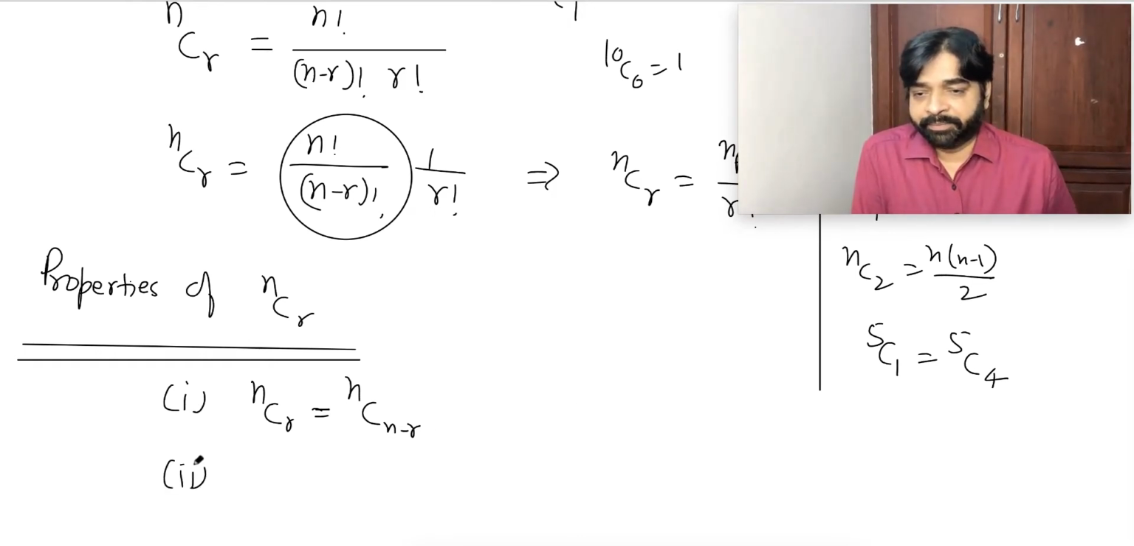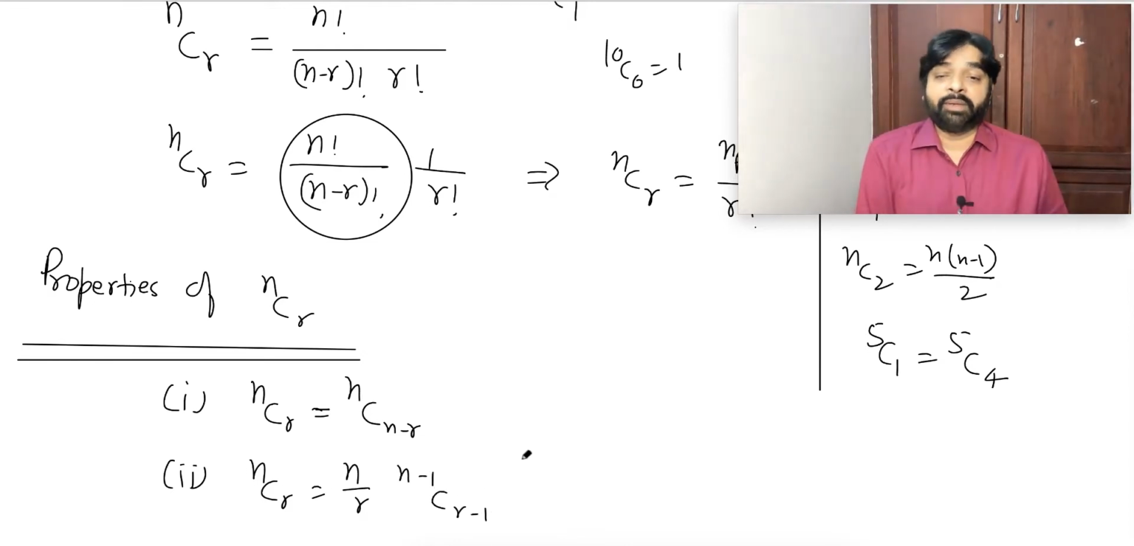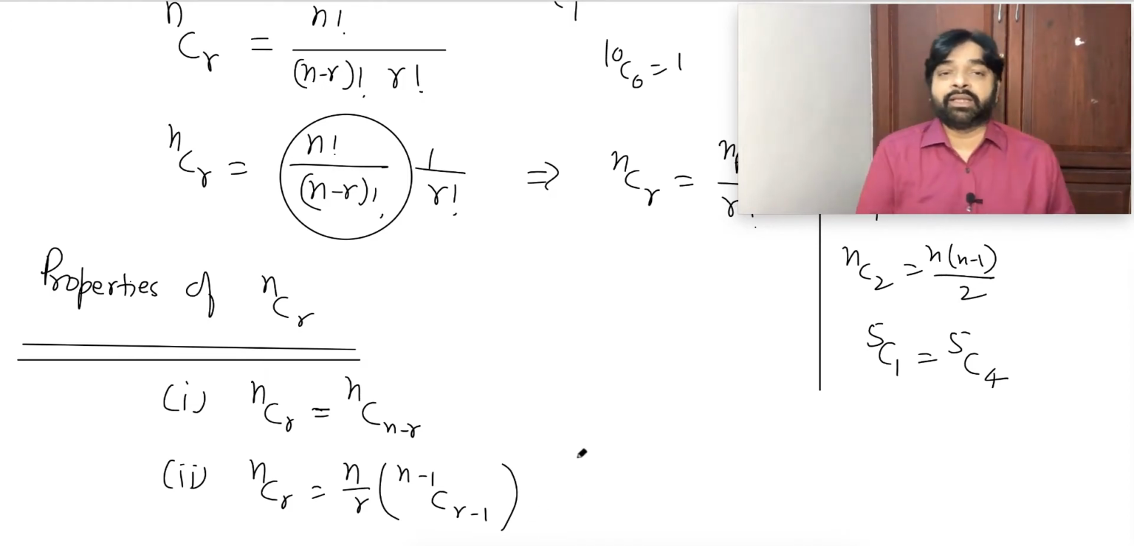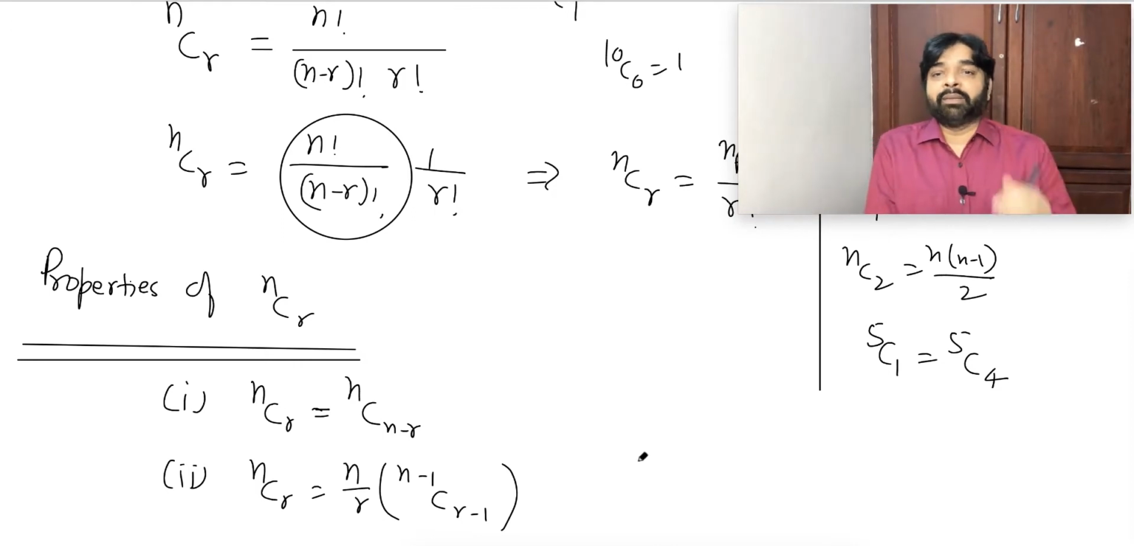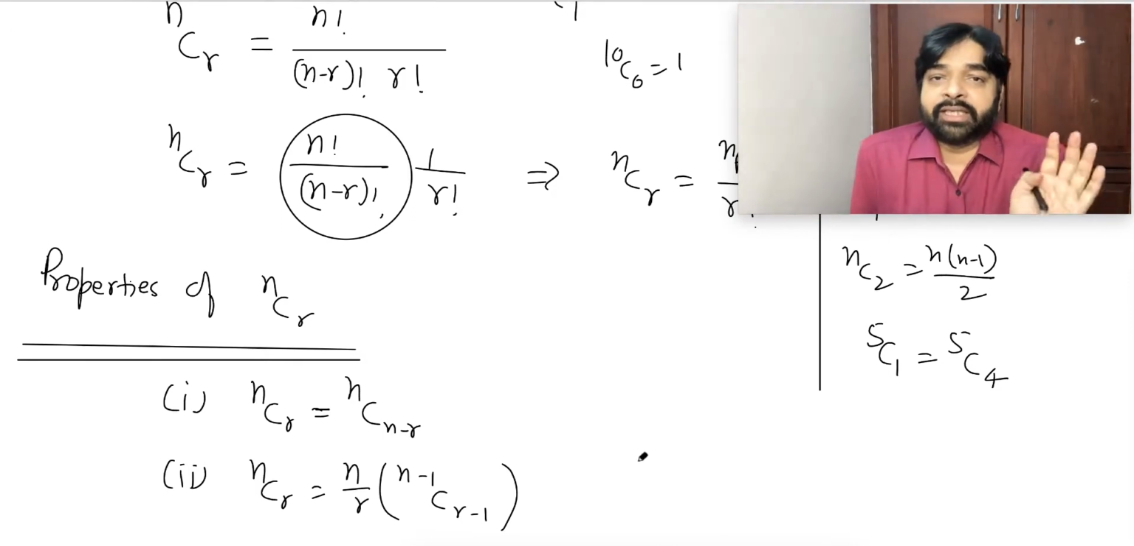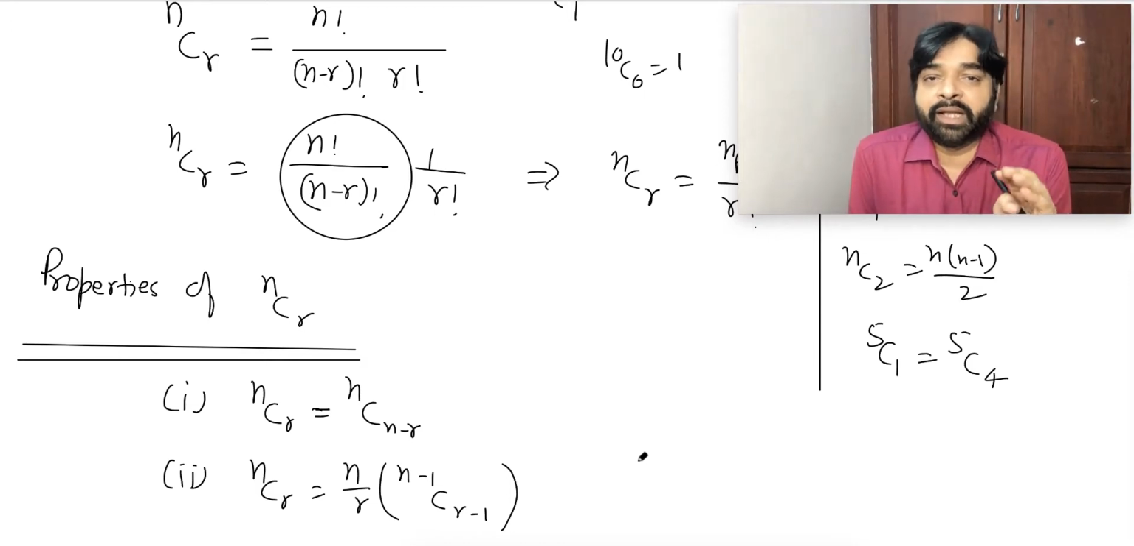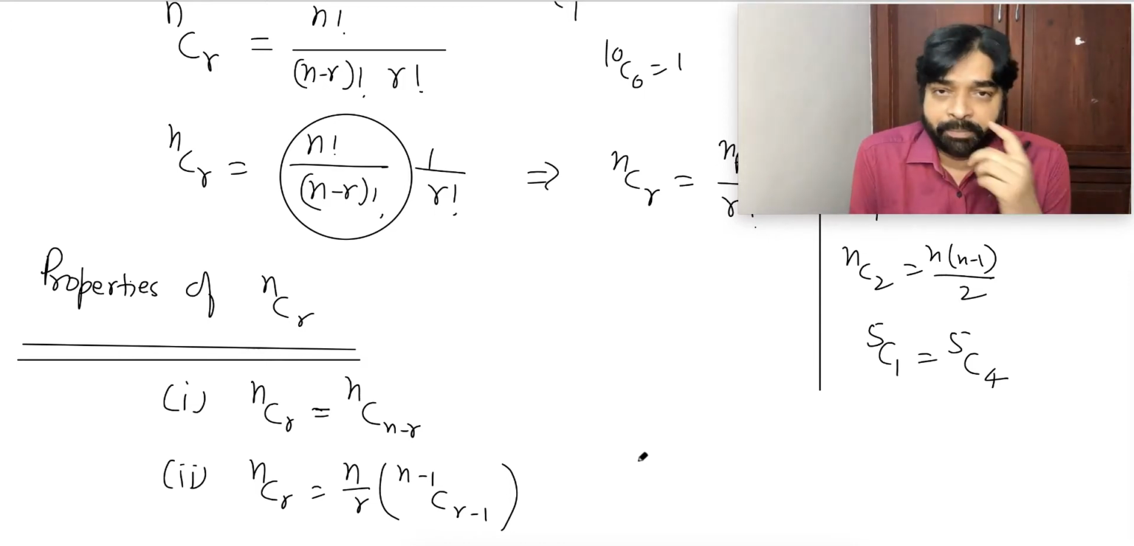Second property: NCR is always equal to n by r into n minus 1 C r minus 1. Very important property, not for permutation and combination, but for the binomial theorem. The binomial theorem is always governed by the property you will learn here, the NCR property. So what we are learning is building our base for the binomial theorem.